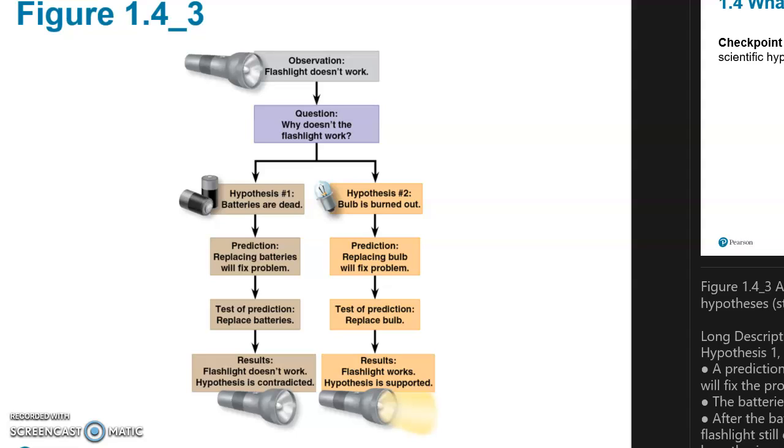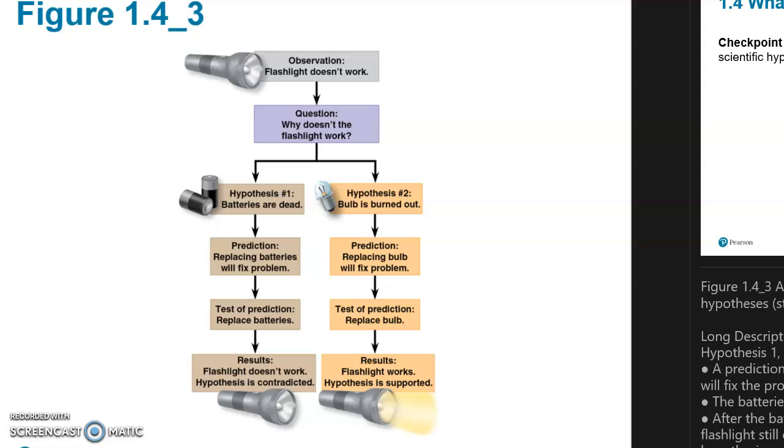So if the results of your experiment are, you replace the batteries, the flashlight still does not work, then you're going to reject hypothesis 1, and you're going to come over here and test hypothesis 2. So hypothesis 2, the bulb is burned out. If I replace the bulb and the flashlight works, then I'm going to accept hypothesis 2 that the bulb is burned out. Does that make sense? If I replace the bulb and it still doesn't work, then what are we going to do to hypothesis 2? I'm going to reject it. Something else. Maybe the flashlight's gone for good.